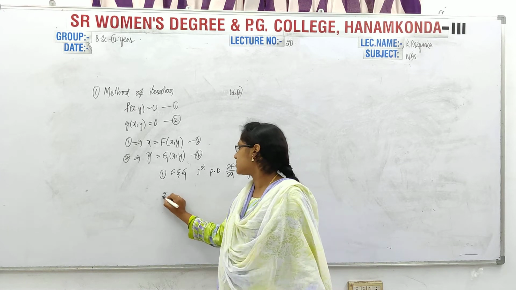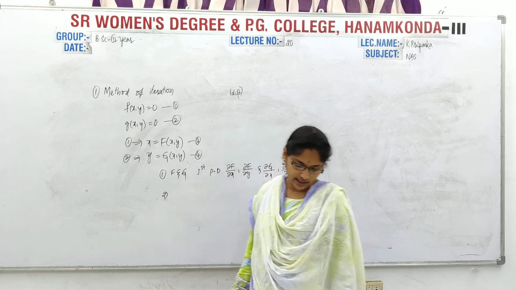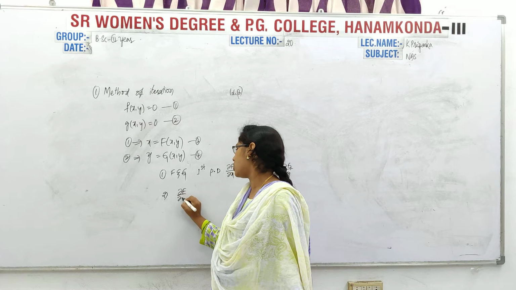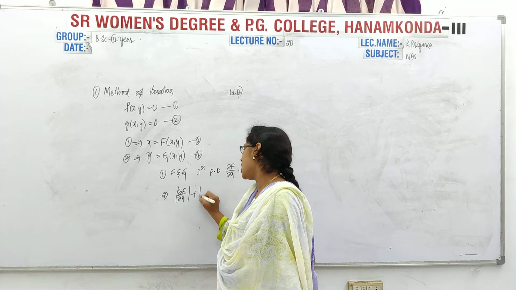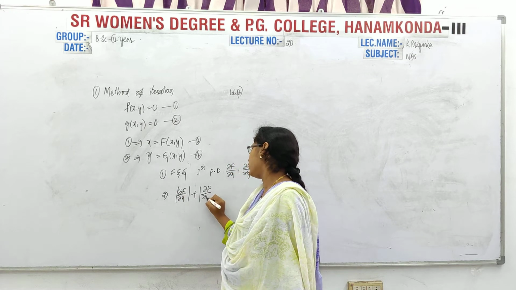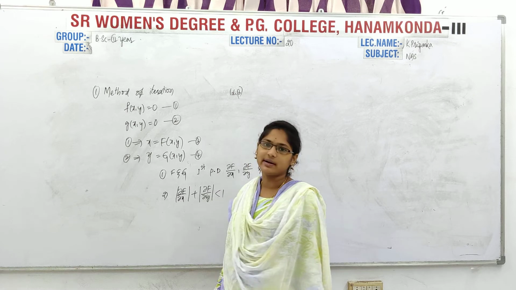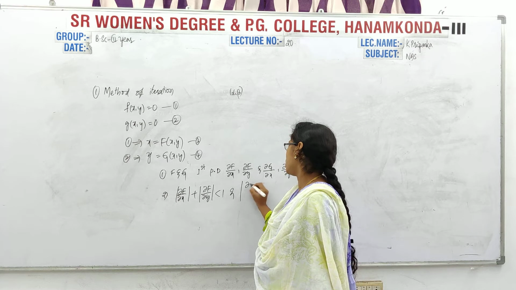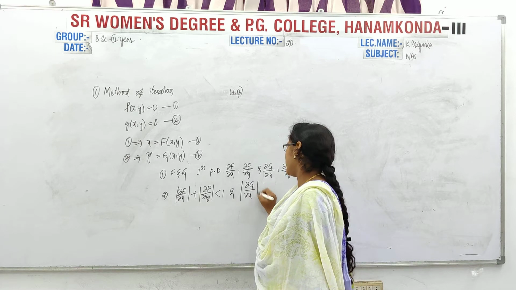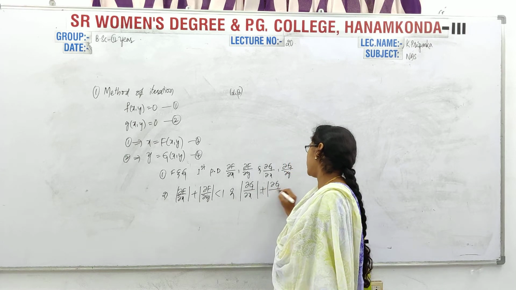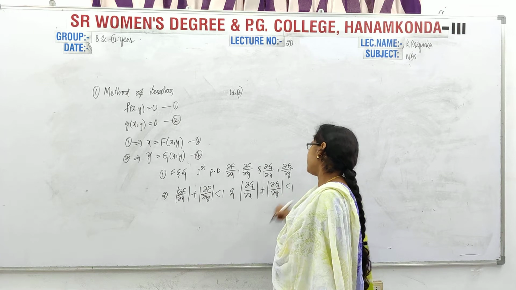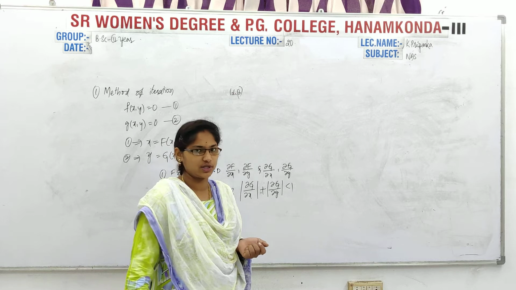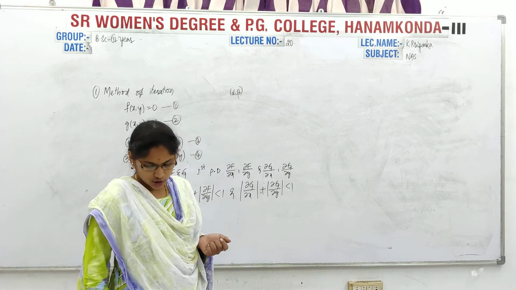Second condition: modulus of dou f by dou x plus modulus of dou f by dou y should be less than 1. And similarly for g also, dou g by dou x plus dou g by dou y should be less than 1. If these two conditions are satisfied, then we have to go for the next procedure. Otherwise we have to stop.